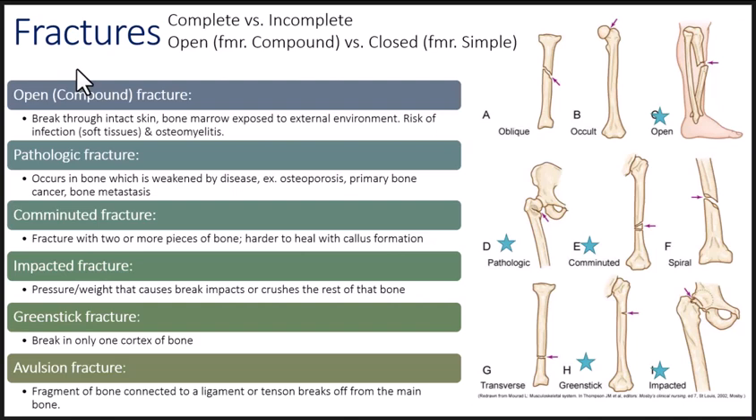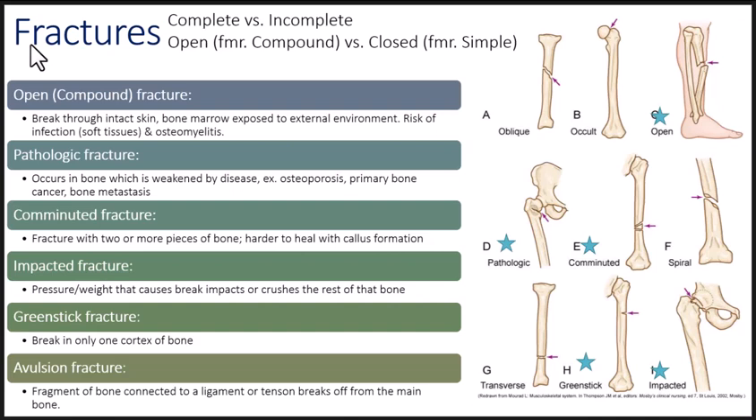Now let's move on from normal anatomy and look at abnormal, starting with fractures. A fracture is a break in the continuity of bone. And a break or a fracture is going to occur when force is applied that exceeds the strength of the bone, whether it's the tensile or compressive strength of the bone.